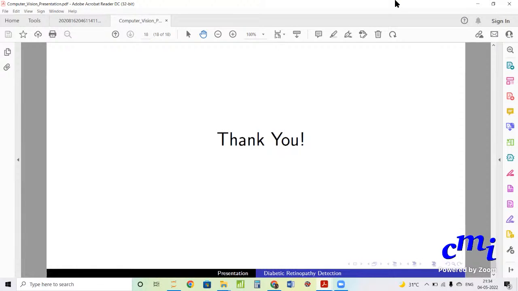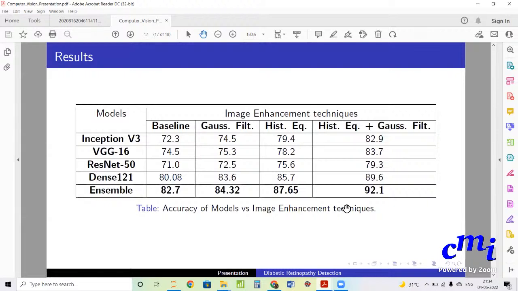Thank you. This was our presentation on detection of diabetic retinopathy. We can definitely find more advanced ways to detect it.